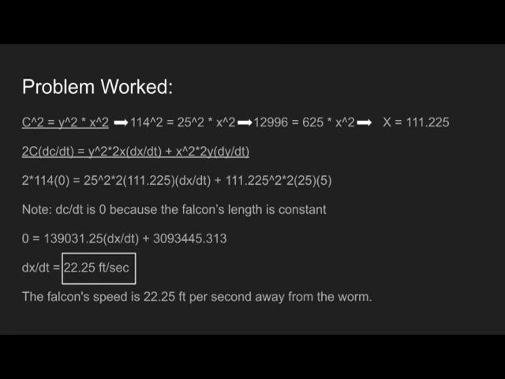13903.25 times the derivative of x in relation to t plus 309,344.5. When you solve for the derivative of x in relation to t, you get 22.25. This means that the Falcon's speed in the x or horizontal direction is 22.25 feet per second away from the worm.